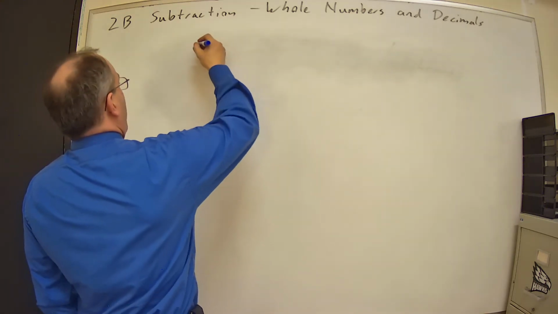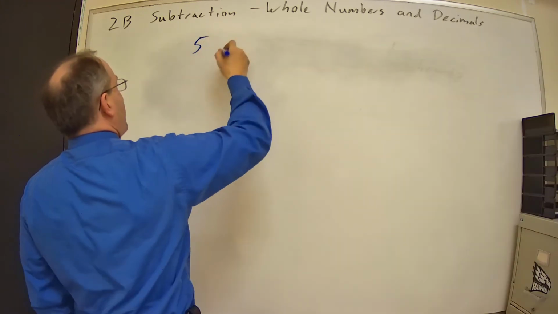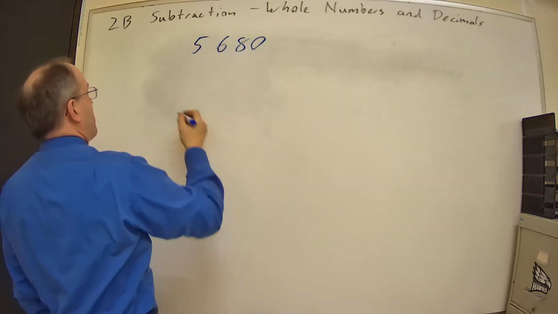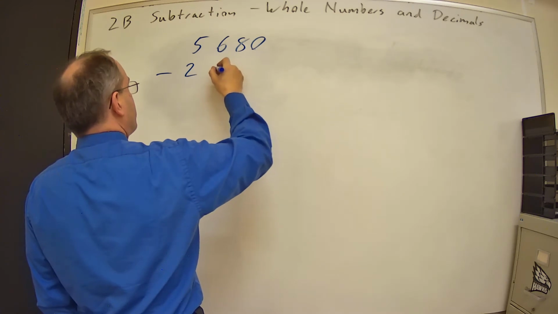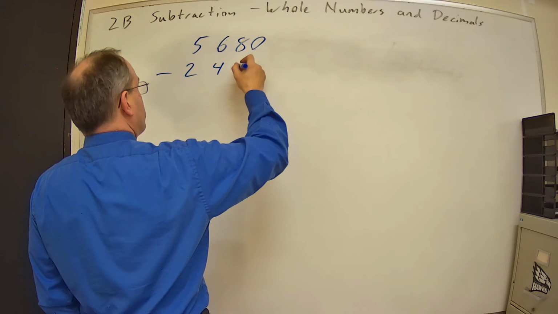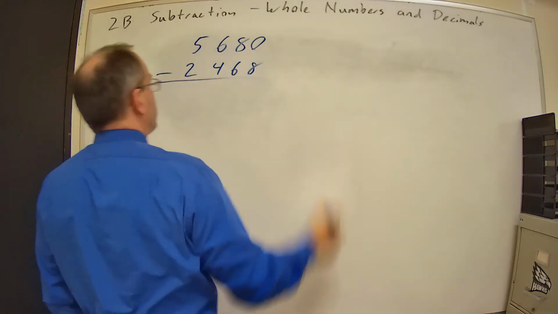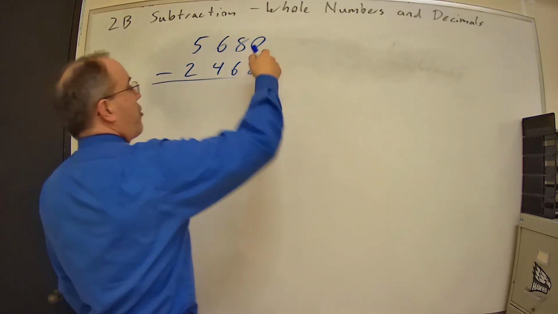What if I have 5680, and I'm not going to put commas in this one, minus 2468. So this one shouldn't affect us too much. We still have 0 minus 8.